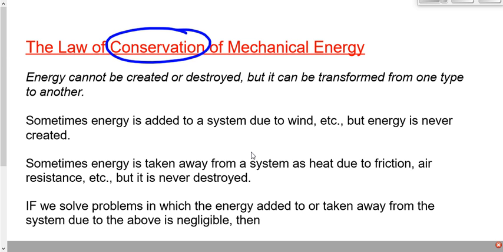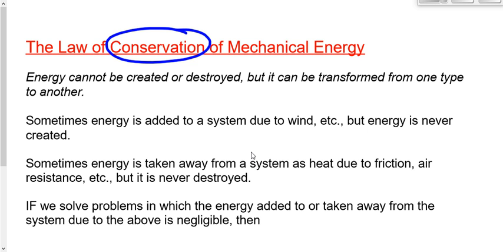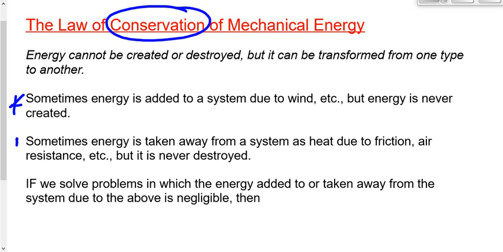Now, if we solve problems where we're basically saying this and this are small enough values that they're insignificant or negligible. In other words, we have so little energy added to the system, or zero energy added to the system or taken away from the system because of wind or air resistance or the motor in the chain or whatever.